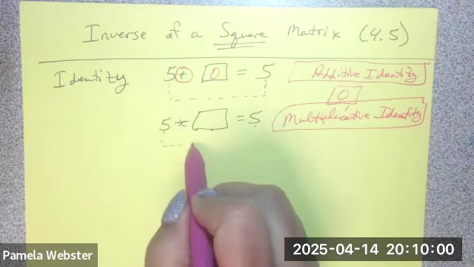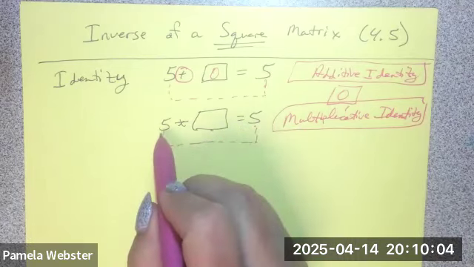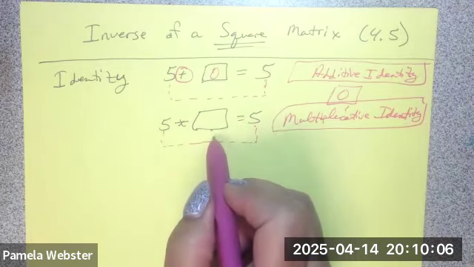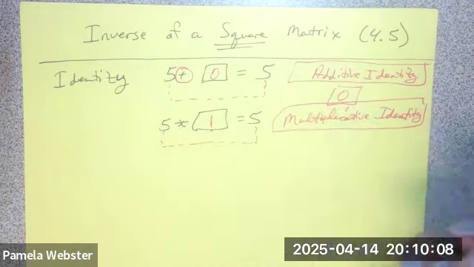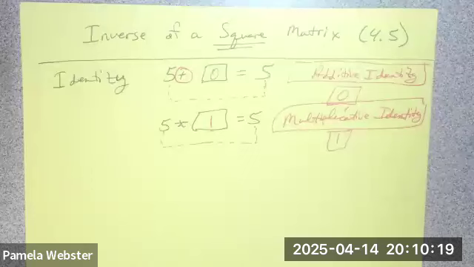Again, I see this reflection going on where my answer is the same as what I started with. So what would that be? 5 times 1. 5 times 1, Dr. Webster. That's right. Okay, so for most of our lives, we have dealt with stuff like this. If we add a 0 to a number, it doesn't change its value. If I multiply a number times 1, it doesn't change its value.